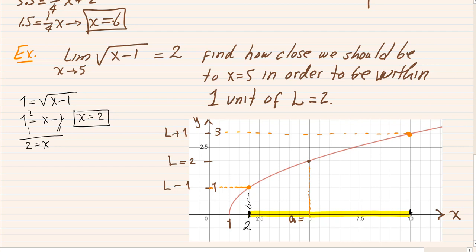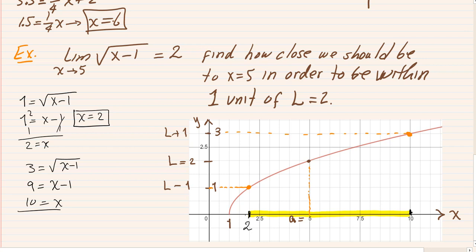And what about the number 10? Well, we want to set the function value equal to 3. We want to know for what x, y would be 3. Square both sides, and we get 9 equals x minus 1, and x is 10. So there we have it. This is x equals 10, and this is x equals 2. So we got it from the graph, but it's consistent with our algebraic steps. All right, so there you go.